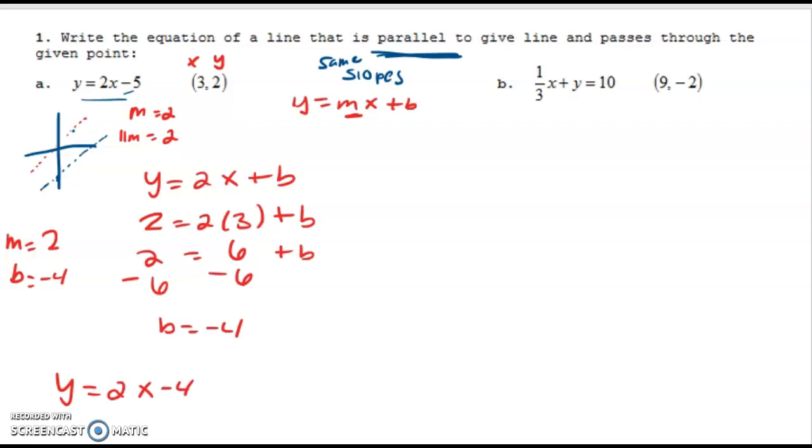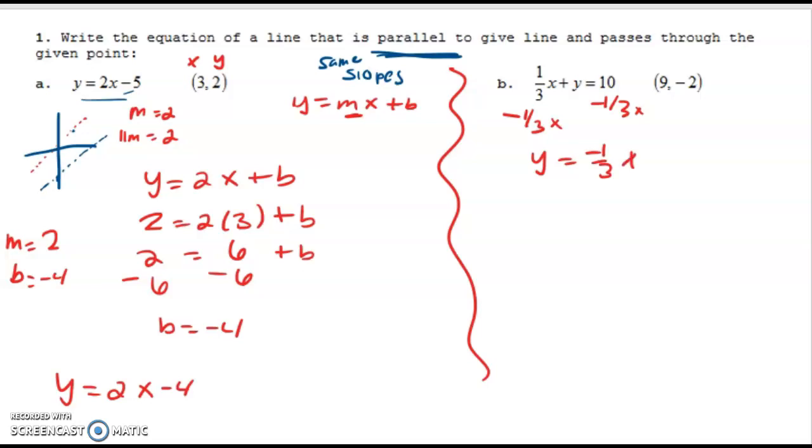And then for this next one, okay, we've got a different equation because it doesn't look like y equals mx plus b. But you can make it look like y equals mx plus b by just subtracting 1/3x over. So if you subtract 1/3x over, you'll have y equals -1/3x plus 10. And then we're going to do the same thing.